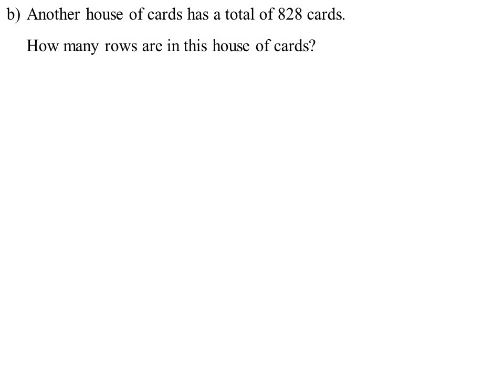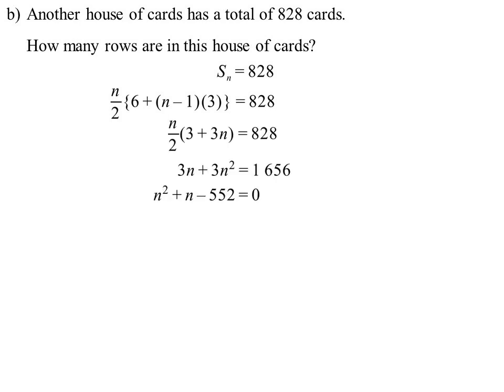Part B: another house of cards has a total of 828 cards. Now, how many rows were in it? So this time we know sum to n is 828. We've got to find n. We've already worked out a and d in the previous question. Substitute that in. Here's our equation we have to solve. We end up with a quadratic. What multiplies together to give minus 552 and adds together to give 1?